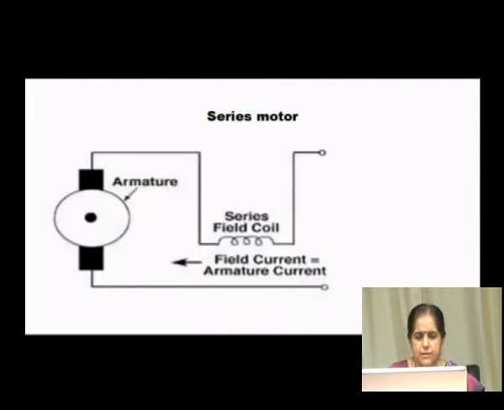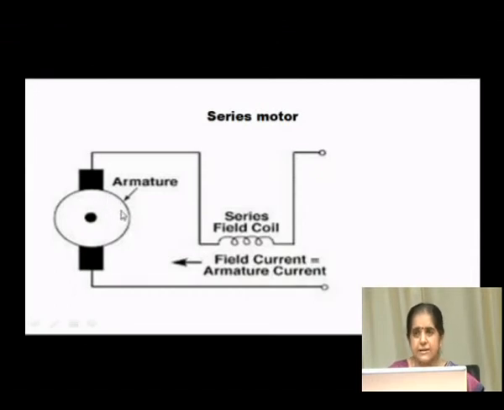Next one is the series motor. You just observe the figure. In this case, this is the armature structure and this is the series field coil. Unlike the shunt motor, in this case the armature is not connected in parallel with the series field coil. Instead, you can observe in the figure, the series field coil is connected in series with the armature. Since the series field coil is connected in series with the armature, this type of motor is known as a series motor. Here, whatever current flows through the field coil is the same as the current carried by the armature.